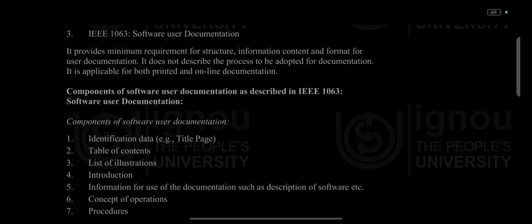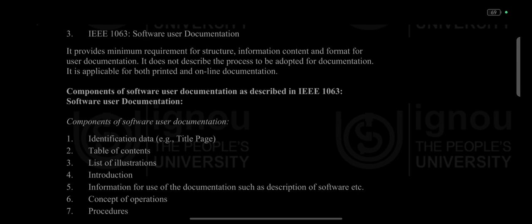IEEE 1063 Software User Documentation. It provides minimum requirements for structure, information, content, and format for user documentation. It does not describe the process to be adopted for documentation. It is applicable for both printed and online documentation.